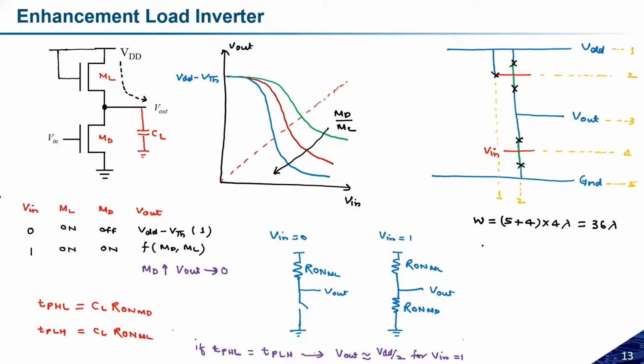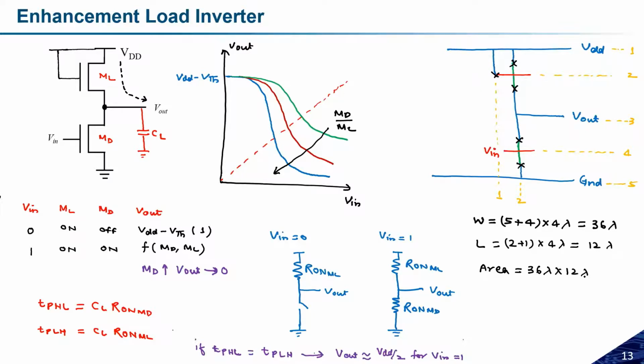Similarly, L will be, if you see here, 2 plus 1, so we will have 2 plus 1 into 4 lambda, and that will give you 12 lambda. Now if I have to calculate the area, area will be W into L, so that will be 36 lambda into 12 lambda.